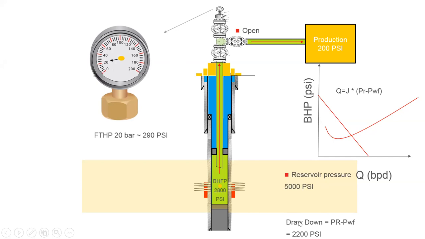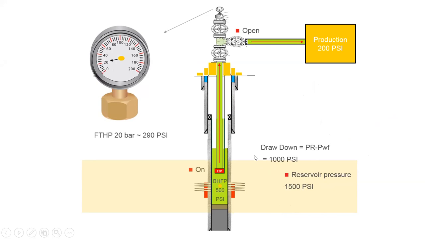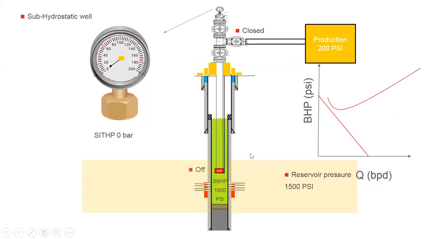The relationship between the rate inside the reservoir and the drawdown is a directly proportional relationship. That means while the drawdown increases, the rate will increase. And the constant of this relationship will be called the J, or the productivity index, sometimes called PI or J. We'll not dig deep into this one.